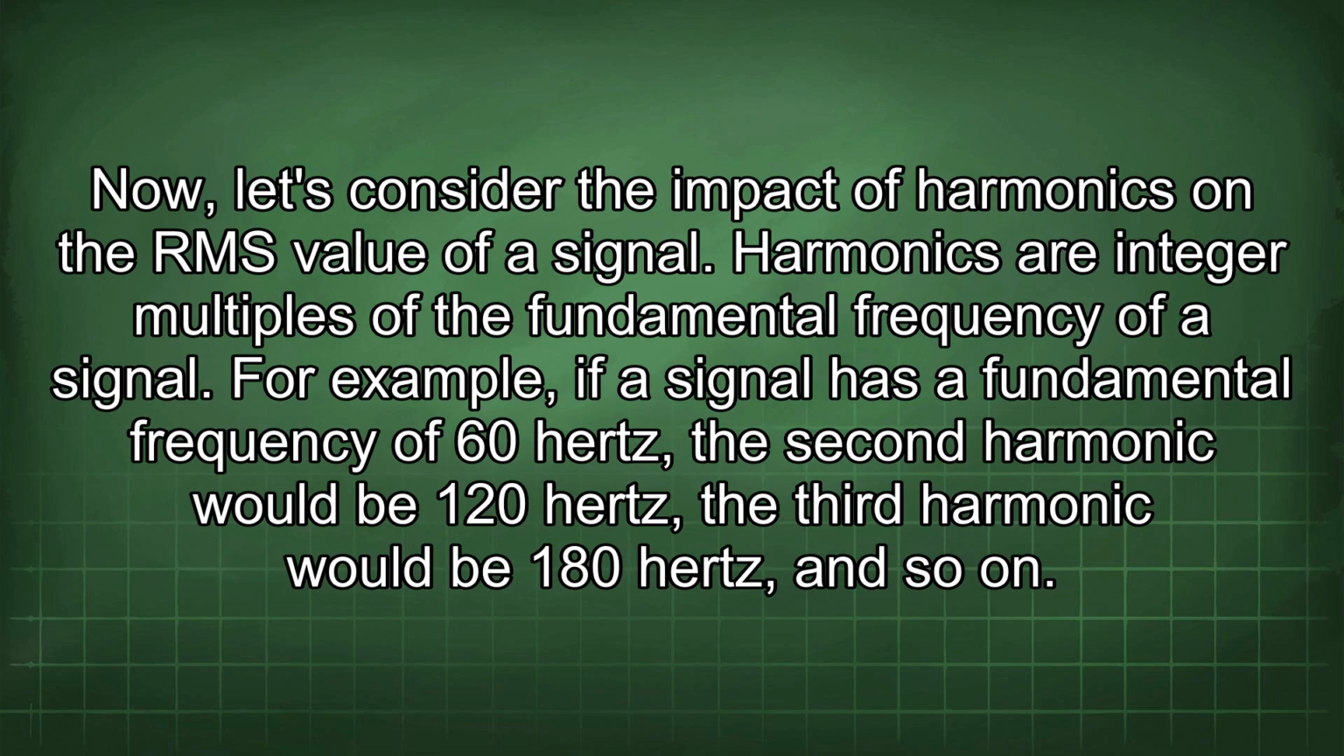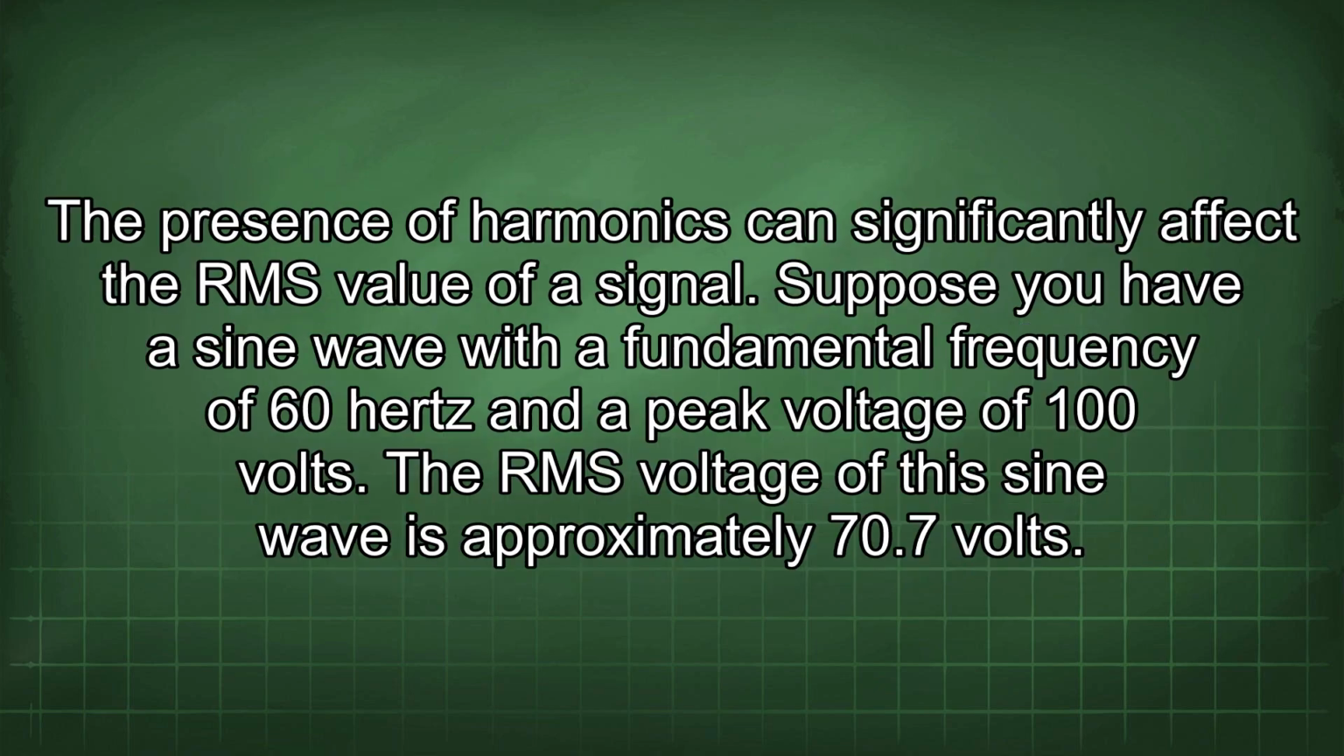Now, let's consider the impact of harmonics on the RMS value of a signal. Harmonics are integer multiples of the fundamental frequency of a signal. For example, if a signal has a fundamental frequency of 60 Hz, the second harmonic would be 120 Hz. The third harmonic would be 180 Hz, and so on. The presence of harmonics can significantly affect the RMS value of a signal.